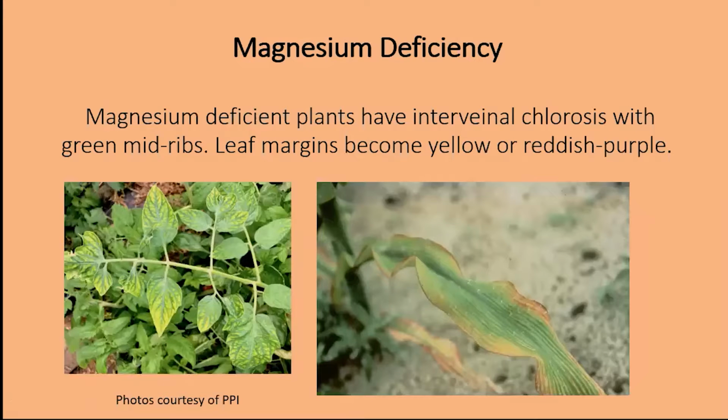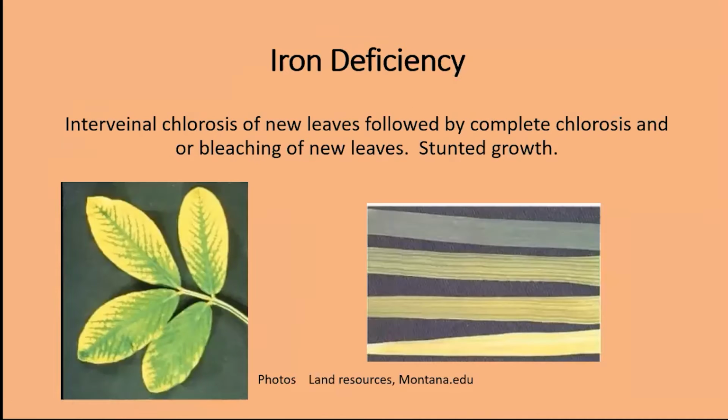Magnesium deficiency shows up this way. You see interveinal chlorosis while the midribs are still green. You might also see on an older leaf some yellow or reddish purple on the margins. That's magnesium deficiency. Iron deficiency shows a tremendous amount of chlorosis in the new leaves. It can actually bleach the whole leaf out. There is very stunted growth with iron deficiency.